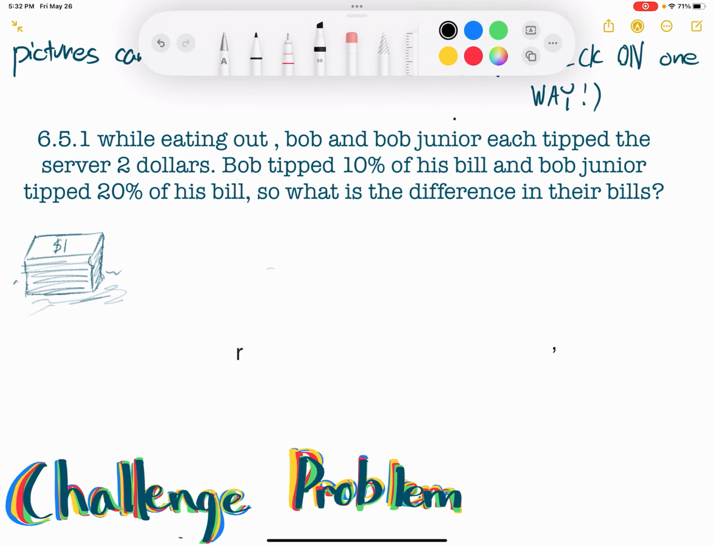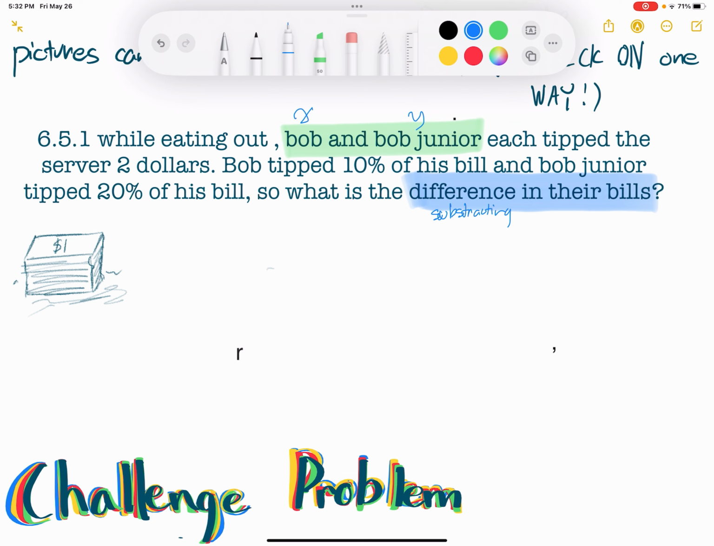Well, we shall start. First, analyze the problem. What does the problem ask for? The problem asks for the difference in their bills. When you say of difference, what do you think of first? Subtraction. Okay, let's put that down. Subtracting. Then we start labeling the variables. What's the variables? We know Bob and Bob Jr.'s bills is something that we need to know. Okay, we'll call Bob X, Bob Jr. Y.